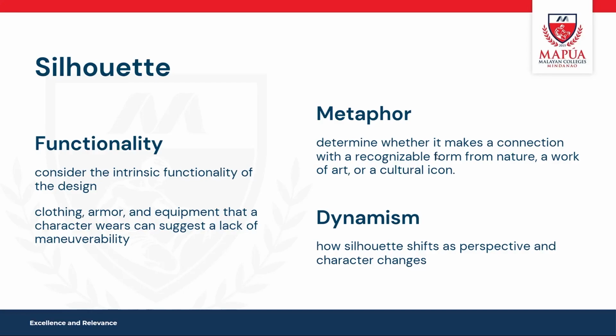Next is the metaphor. When you look at the silhouette, you have to determine if they are trying to imply an existing element in the real world. If this silhouette looks like a flower, is this person connected to nature? If this silhouette looks like fire, then is this person of a fiery personality? Is this person literally made of fire?